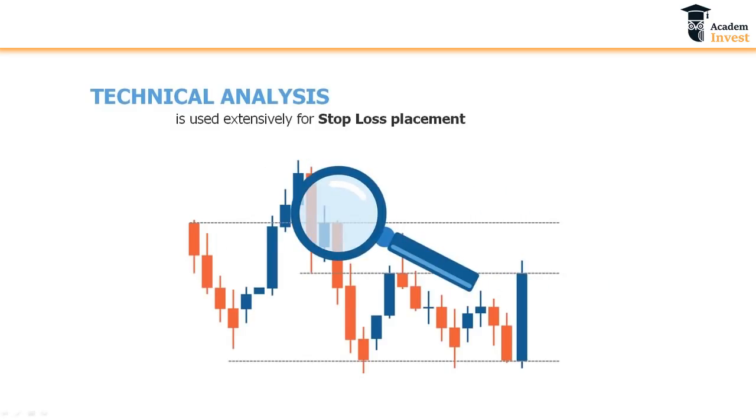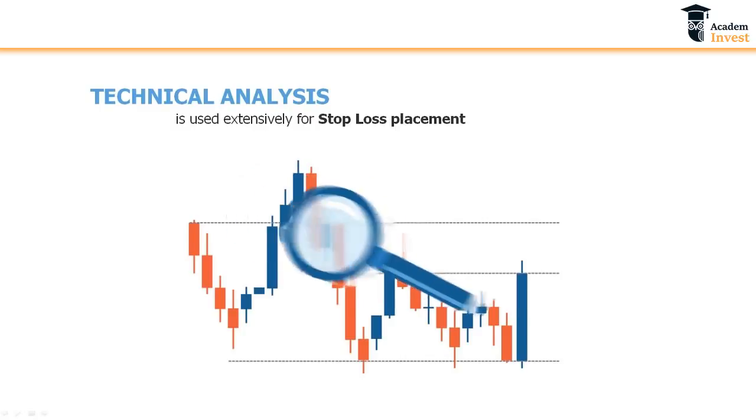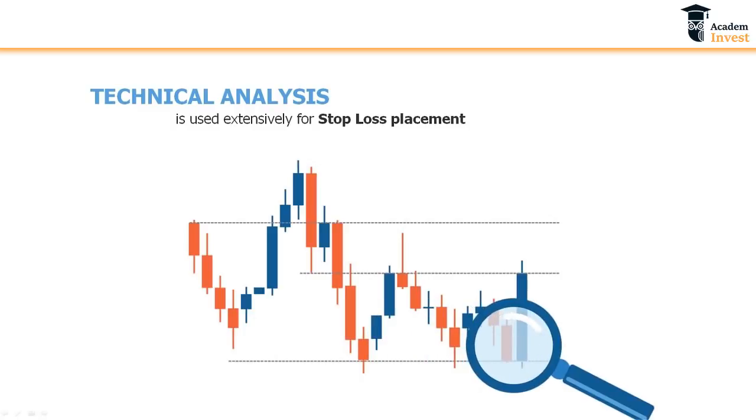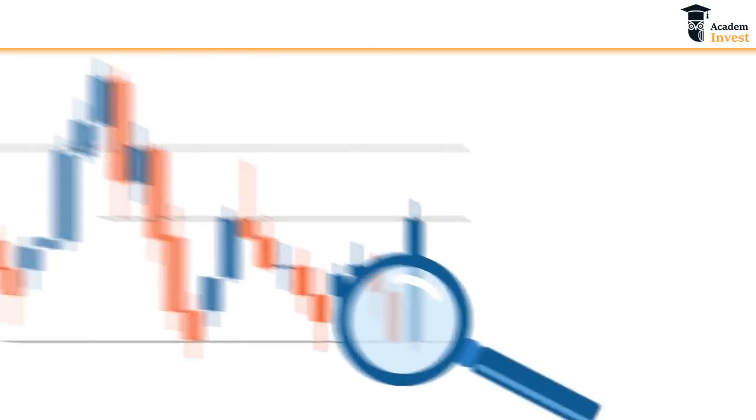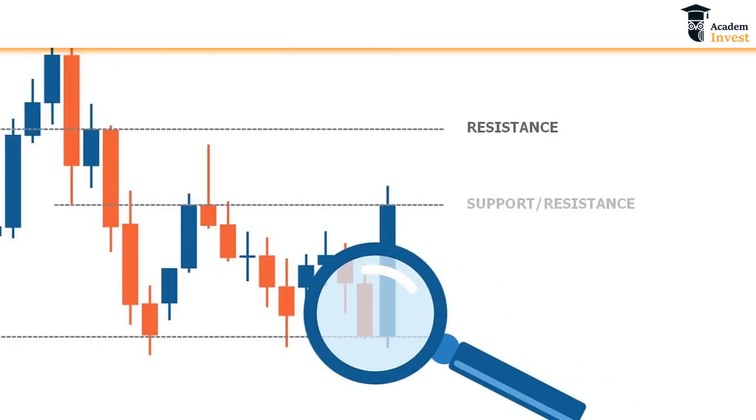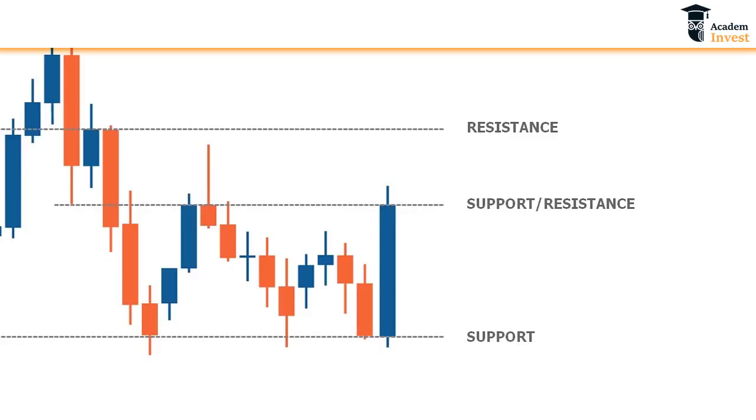Stop losses are an essential tool for protecting your trading account. Technical analysis is used extensively for accurate stop loss placement, and we'll explore a number of ways in which technical analysis can be used to place a stop loss. One of the most common methods is the use of support and resistance.